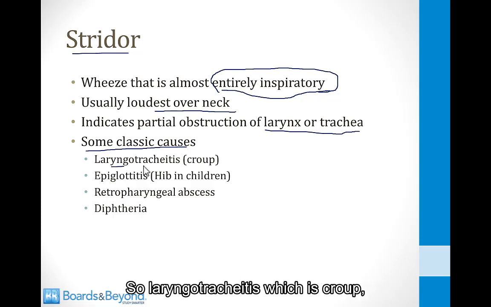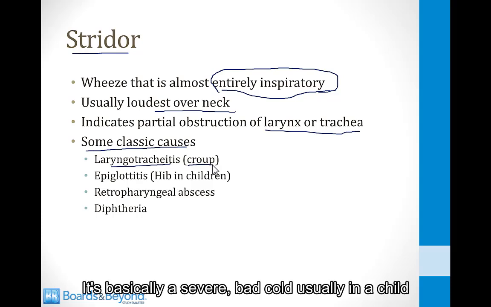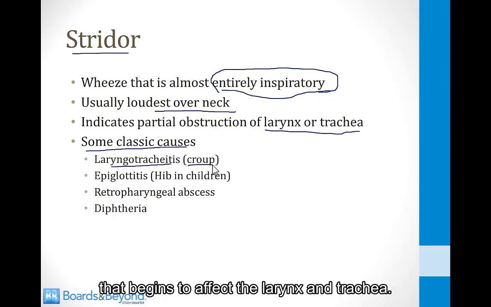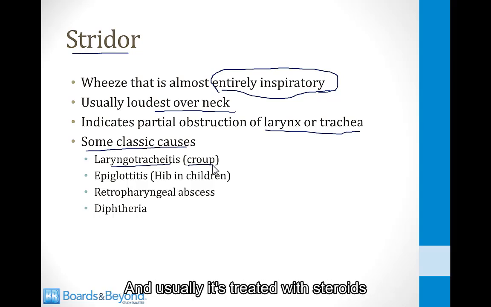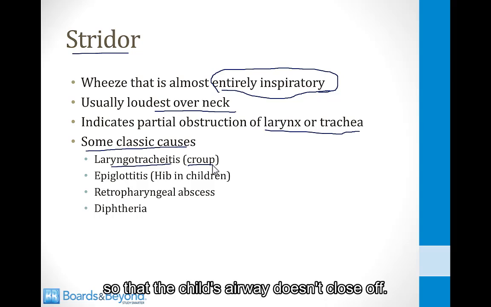So laryngotracheitis, which is croup, is usually a viral infection. It's basically a severe bad cold, usually in a child, that begins to affect the larynx and trachea. And usually it's treated with steroids to knock down the inflammation so that the child's airway doesn't close off.